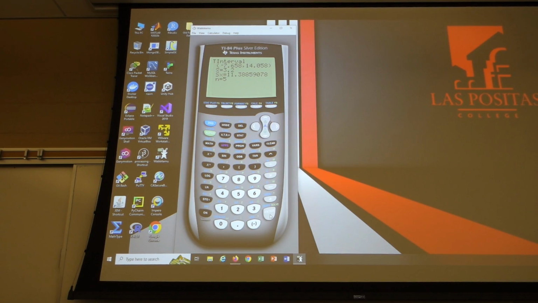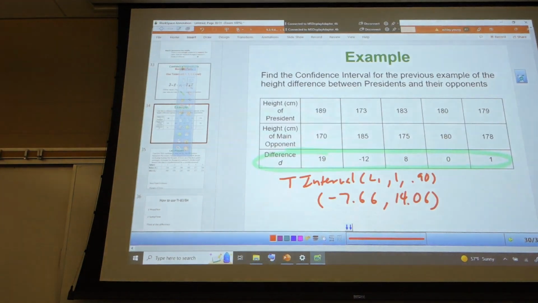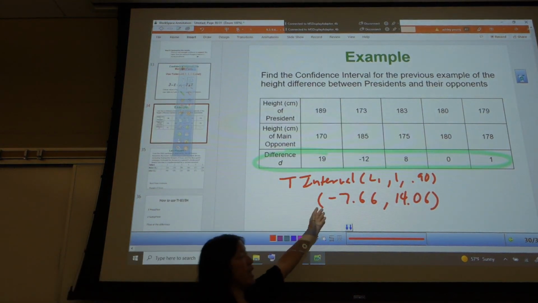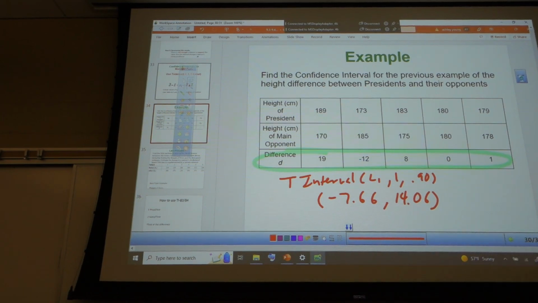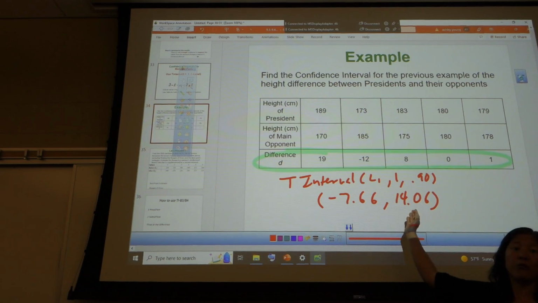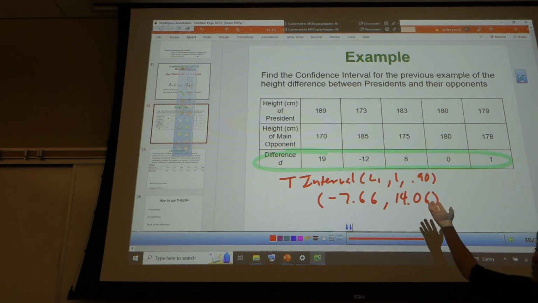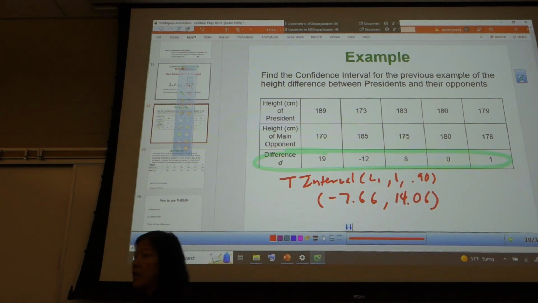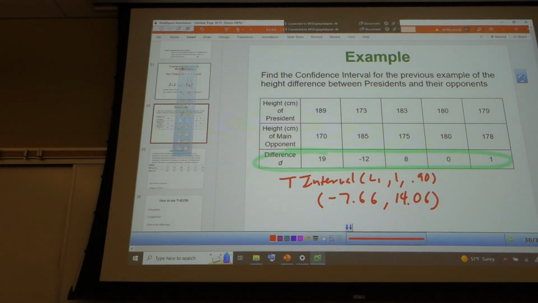And we get an interval from negative 7.66 to 14.06. So what that says is, my interval went from negative to positive. Does it include 0? Yes. So then that means that no difference is possible. And that corresponds to what we found in our hypothesis test, that we did not have enough evidence to say that presidents differ from their opponents.